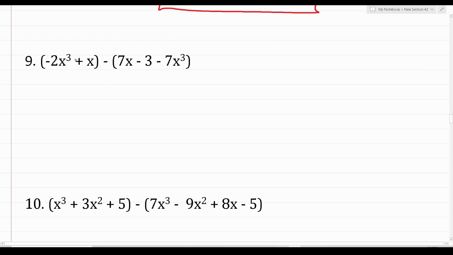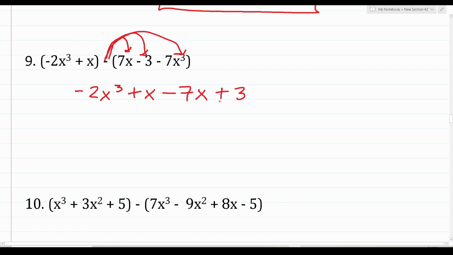All right, so we're subtracting a binomial by a trinomial in this case. So let's drop our first set of parentheses. This becomes negative 2x to the third plus x. Let's take our negative and distribute it here, here, and here. So we have negative times positive 7x, that's going to be negative 7x. We have negative times negative 3, and negative times a negative is a positive, so this becomes plus 3. And then finally, we have negative times a negative, so negative times negative 7x to the third becomes positive 7x to the third.